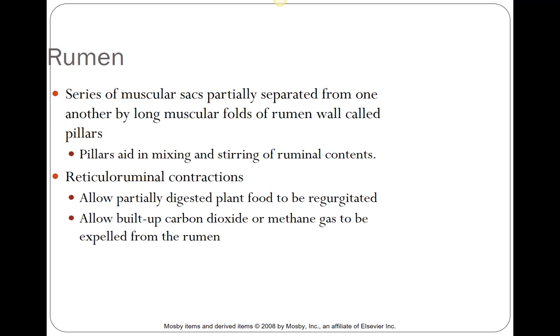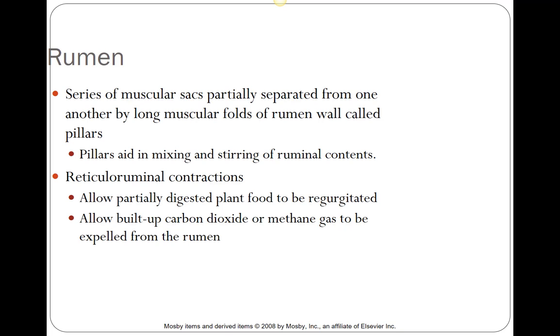The rumen itself is a series of muscular sacs that are separated from one another by these folds or pillars, and it has a regular contraction. Every 2 to 3 times a minute, there's a rumen contraction that goes through, and this ends up being very important in stirring the rumen contents so they can be broken down and digested by the bacteria. The rumen and the reticulum have these contractions that go together.